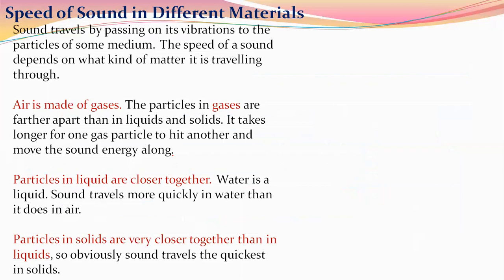Now we will see the speed of sound in different materials. Sound travels by passing on its vibrations to the particles of some medium. The speed of sound depends on what kind of matter it is traveling through. So first of all, we'll see air.